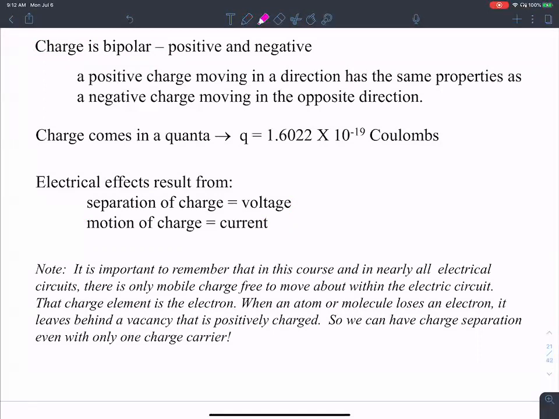And then charge comes in quanta. This is a fundamental constant. The smallest charge that is possible is 1.6022 times 10 to the negative 19 coulombs.